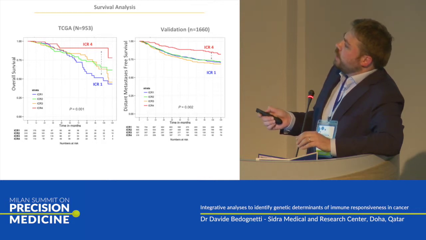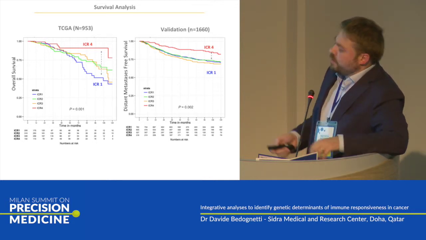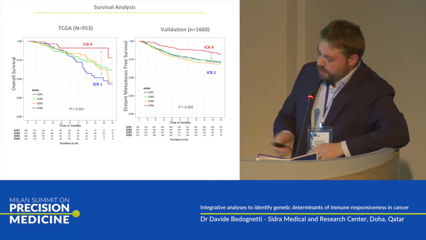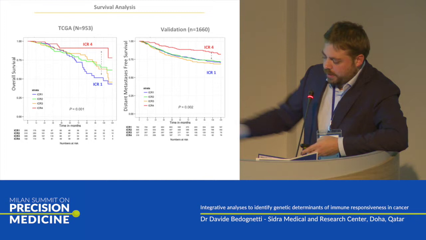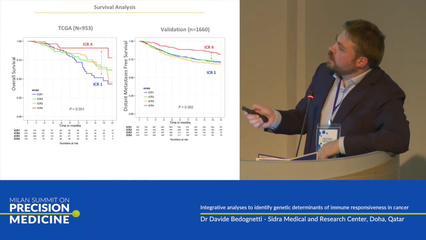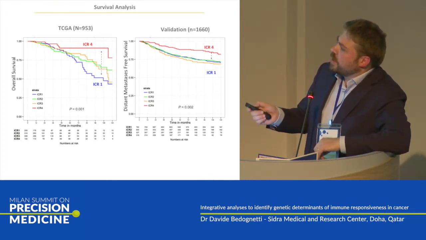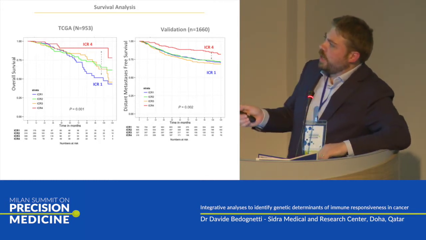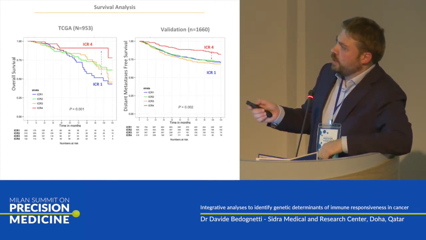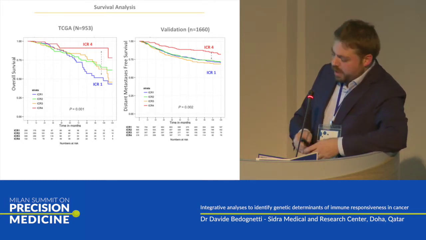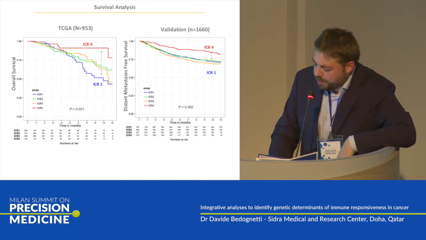So the comparison of the two groups in terms of survival was quite positive. It is not something that we expected based on data on TILs. Again, the ICR4 group has much longer survival as compared to the immune silent.